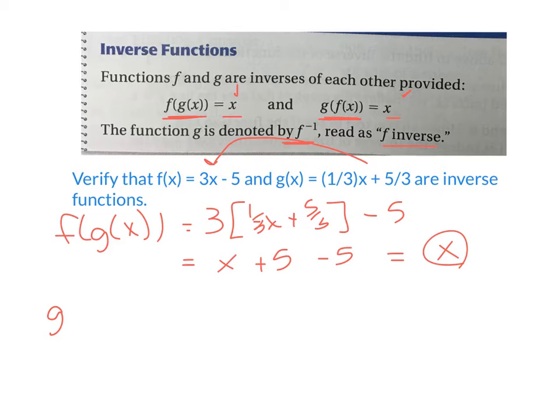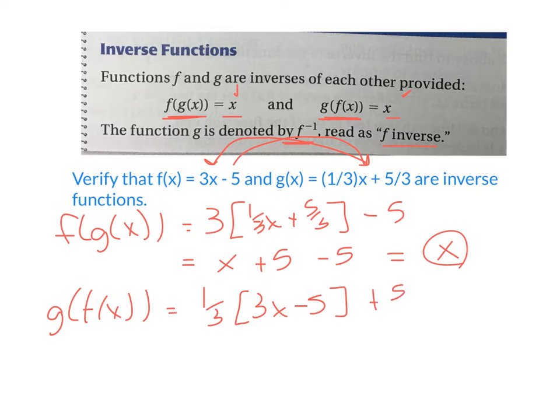And now let's go g of f of x. Got to do the other way also. You must do both. So this time I'm going to plug function f into function g, where the x is. So it's going to be 1/3 times (3x minus 5). And don't forget the plus 5/3. So if I distribute the 1/3 there, I get x minus 5/3 plus 5/3. And look at those 5/3, they're going to cancel. You just get x both times, and you're good to go.